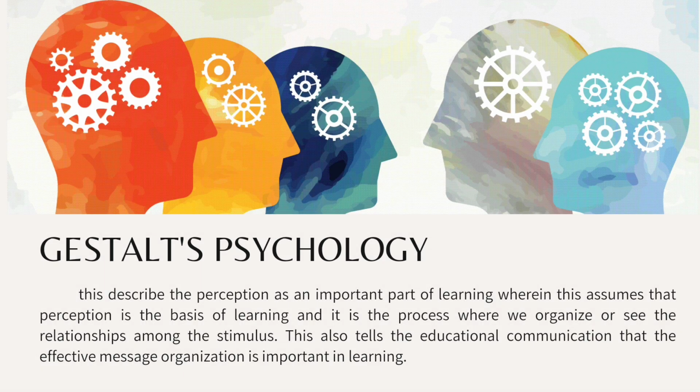There are several topics or subtopics under the cognitive and perception theory. These are the following. First is the Gestalt psychology. This describes perception as an important part of learning, wherein this assumes that perception is the basis of learning and it is the process where we organize or see the relationships among the stimulus. This also tells the educational communication that effective message organization is important in learning.